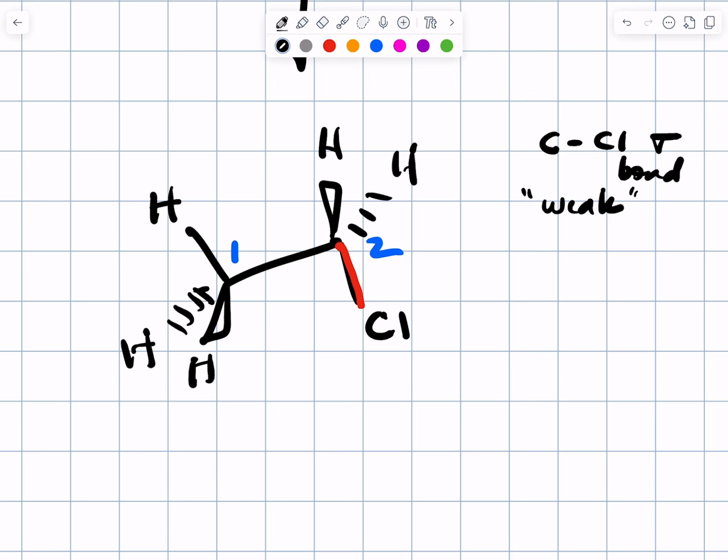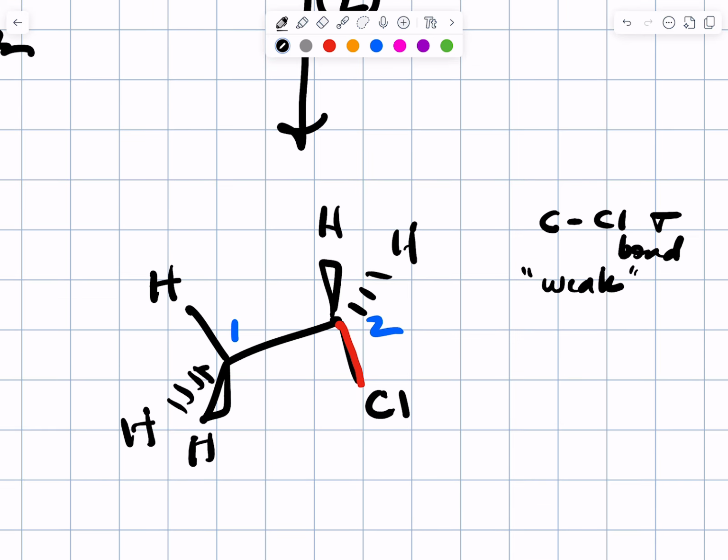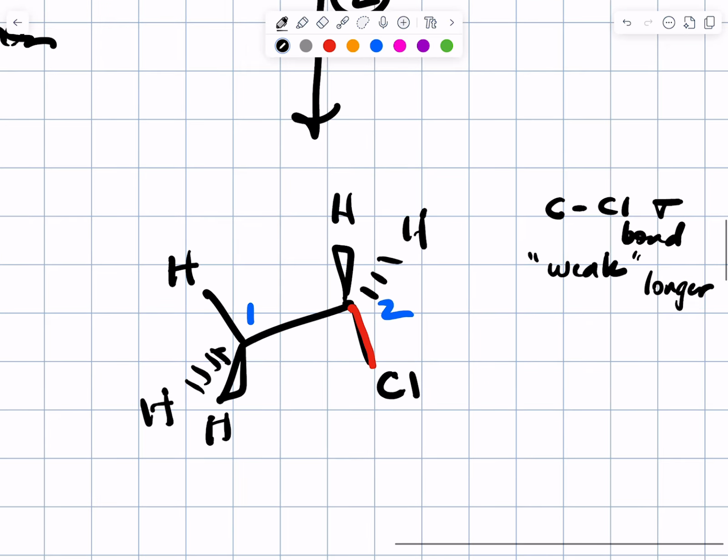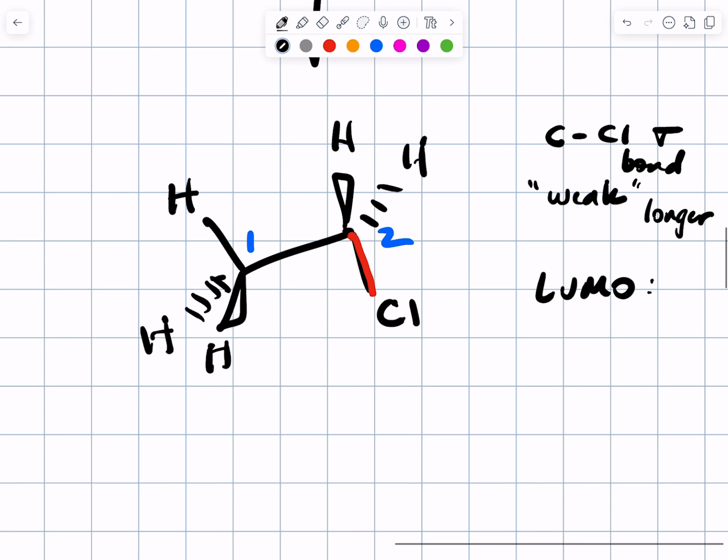They are weak because of the size of chlorine. Chlorine is larger than carbon, and carbon-chlorine sigma bonds are longer than carbon-carbon bonds. Longer bonds are weaker. So if you look at this molecule, you would say that the LUMO, there's no empty p orbital, there's no pi star. The LUMO is probably some kind of sigma star antibonding orbital, and you're going to choose the weakest sigma bond to have the lowest energy antibonding orbital. And so you would conclude that the carbon-chlorine sigma bond is the LUMO here.